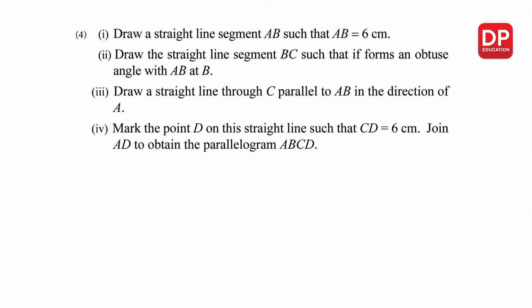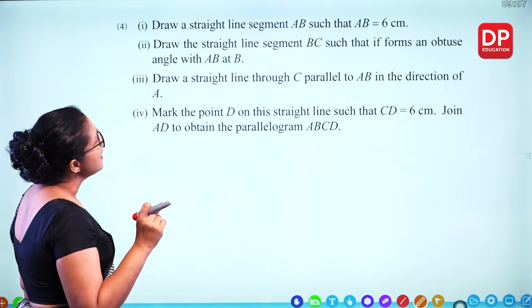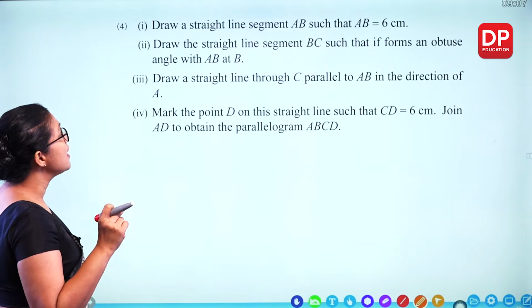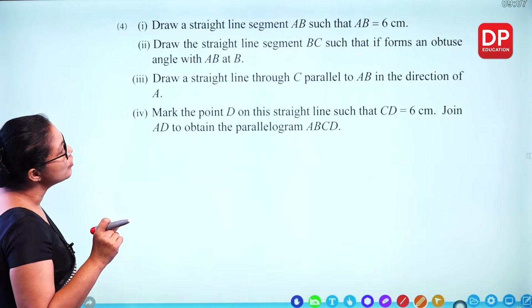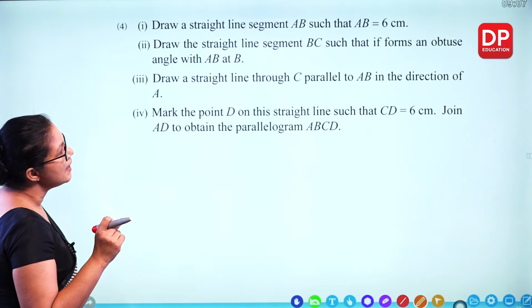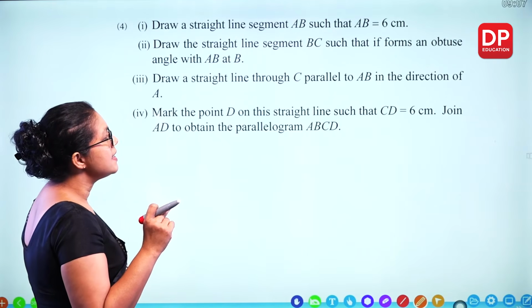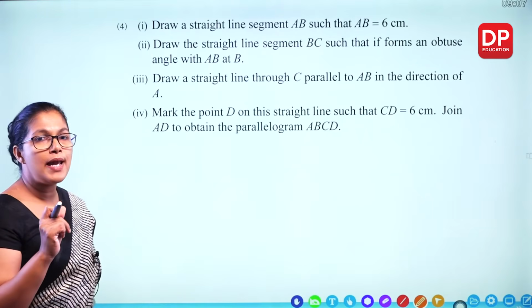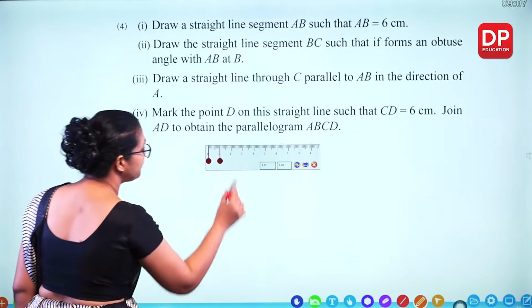Question number 4. Draw a straight line segment AB such that AB is 6 centimeters. Draw the straight line segment BC such that it forms an obtuse angle with AB at B. Draw a straight line through C parallel to AB in the direction of A. Mark the point D on the straight line such that CD is 6 centimeters. Join AD to obtain the parallelogram ABCD. So we'll draw the parallelogram.